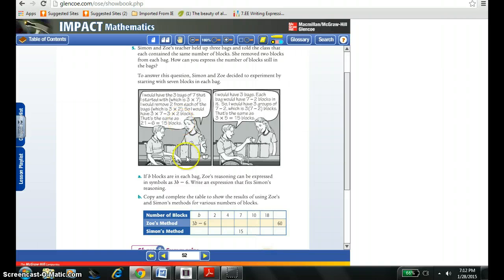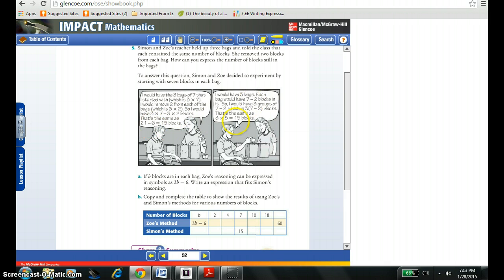So Simon and Zoe have their bags. They have 3 bags each. They're taking blocks out of the bags. I said at the very end of the last video that Zoe decides to count up first all the blocks that are in all the bags, then count up all the blocks she's removing, and then subtract the 2. So she has 3 bags of 7, that's 21. She removes a total of 6, so she does 21 minus 6.